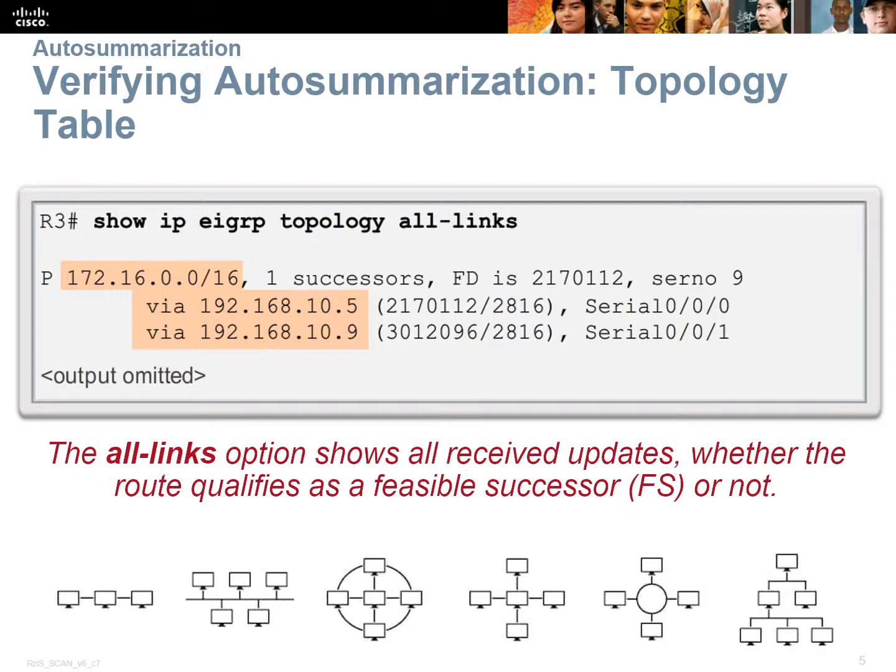But before we get to that, let's have a look at the topology. In this example, we've got 172.16.0.0 via 2 different paths. Now this is a bit of a notice that doesn't really meet the feasibility condition, so that's what the all-links option is for. If you just do show ip eigrp topology, it shows you the successor and the feasible successor. But if you want to see all the links, regardless of whether they're successors or not, you just add the words all-links on there.